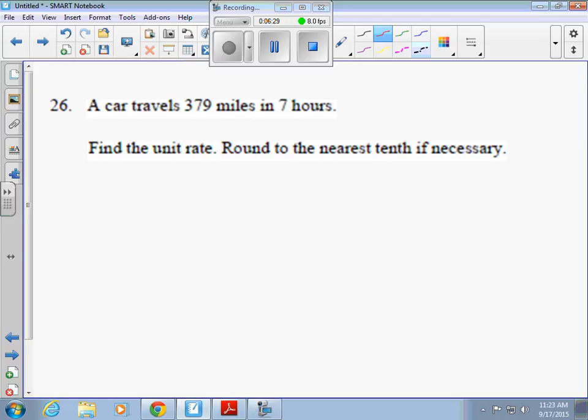Number 26, a car travels 379 miles in 7 hours. Find the unit rate. Think of miles per hour. Think of riding in a car, miles per hour. So 379 miles is first, 7 hours is second. So 379 divided by 7 is what you wind up with. You get 54.14, and it continues past that.